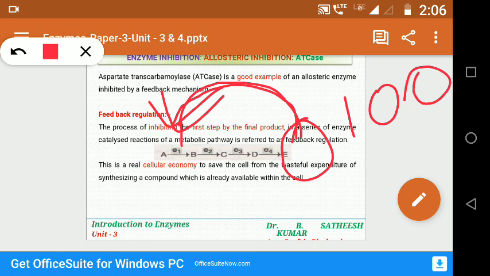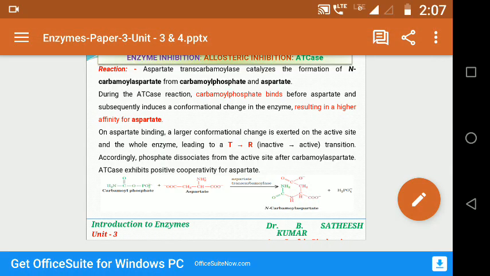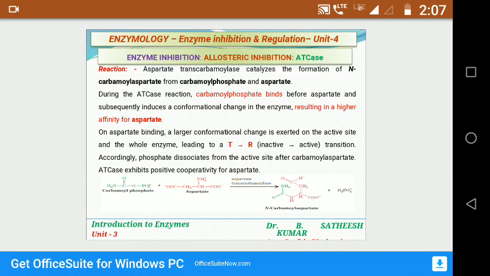So this way it acts as a feedback regulatory mechanism. The final end product is inactivating the first step. This is called feedback regulation. This mechanism comes under the allosteric regulation. ATCase is the well-studied best example for the allosteric regulation process. ATCase means aspartate transcarbamylase. This is the key regulatory enzyme in pyrimidine biosynthesis.